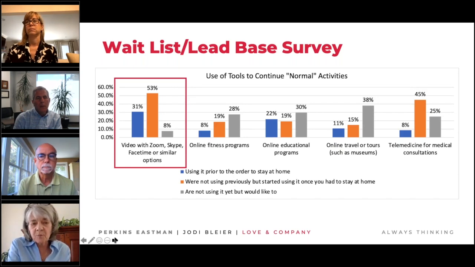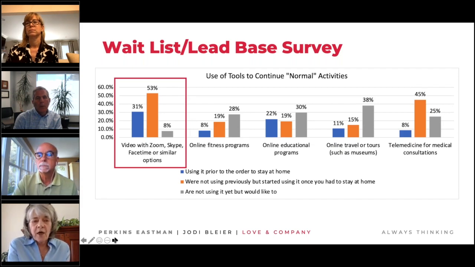So this question asked people if they were using certain tools that we've all adopted under the stay-at-home experience to keep a normalcy in our life. Were they using it before? Did they start using it? Do they want to use it and just haven't integrated it yet, or do they not want it at all? And I want to point out the bars all the way to the left and all the way to the right are video calls, just like we're using here.